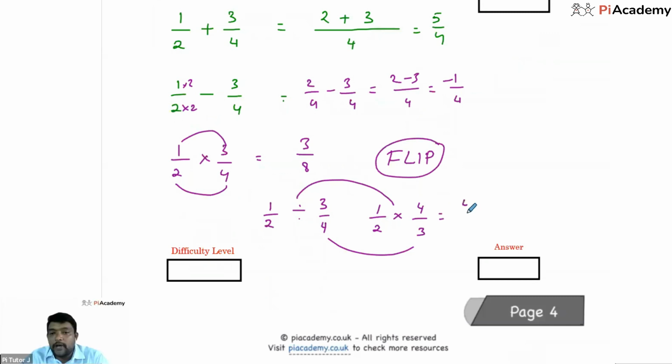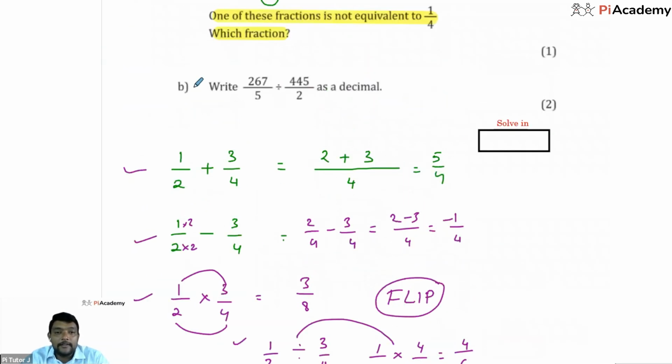So it is 4 over 6, which is 2 over 3. Okay. So this is to do with addition, subtraction, multiplication, and division of fractions. Now you have this one, right? 265 over 7 divided by 445 over 2 as decimal. Can you do that? You have 1 minute time for that.